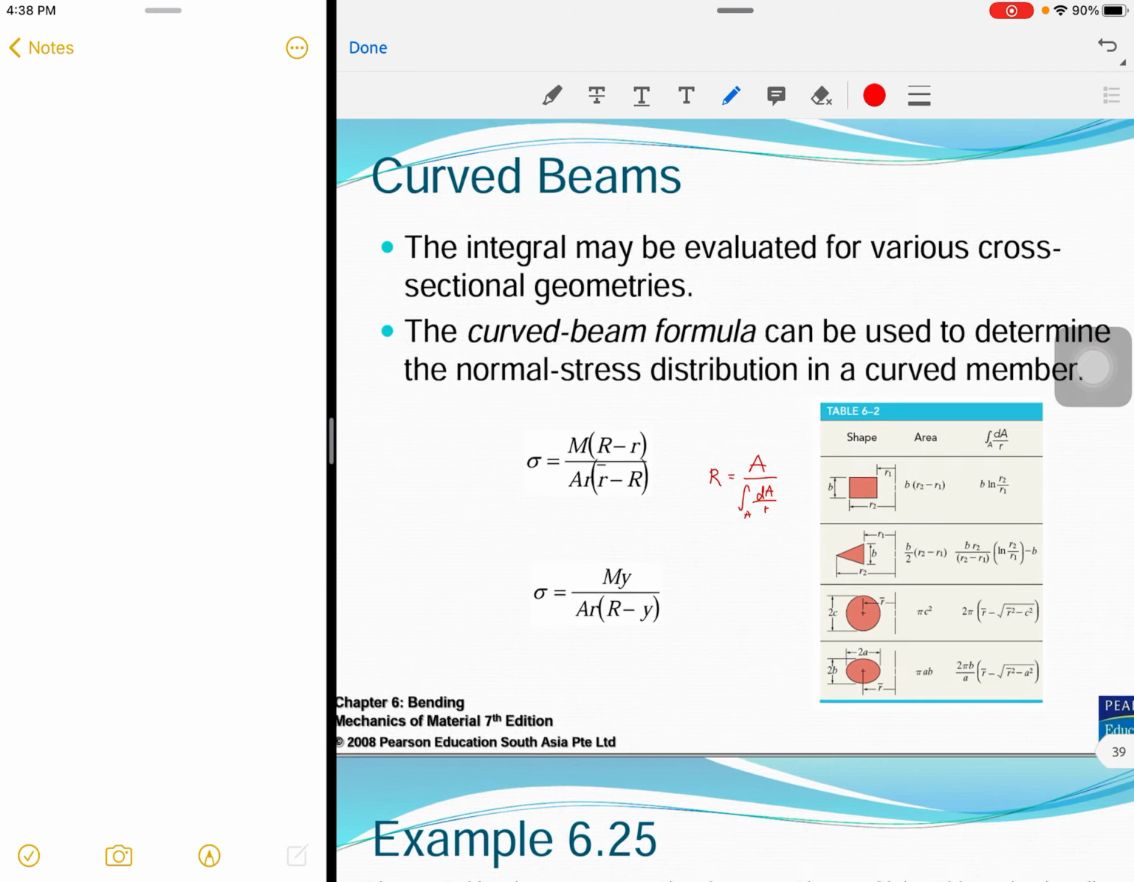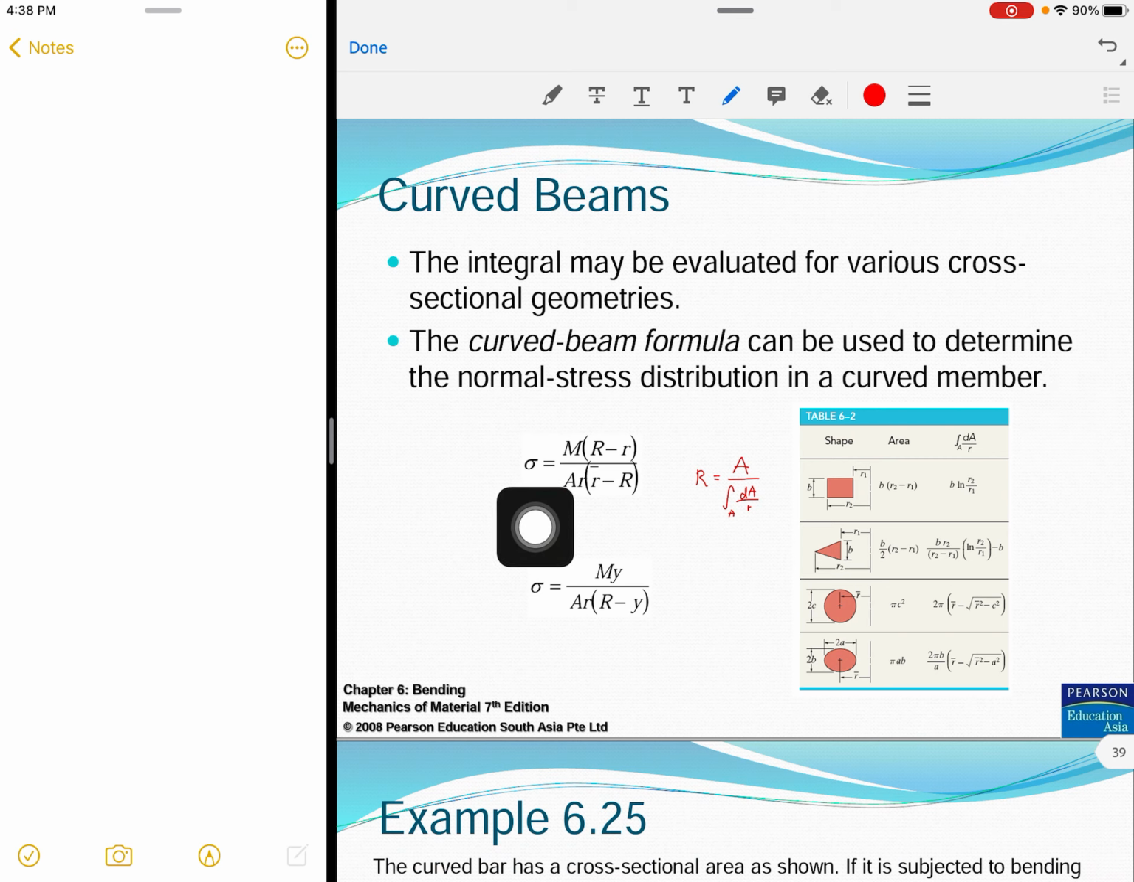And to calculate the stress within the cross-sectional area, the r right here is the location of the point of interest. For example, we have this kind of cross-section shape, and this is the neutral axis, and we are interested in this point. So you need to find the r. The r is not this one. This one is y, and let's say this is the big R.